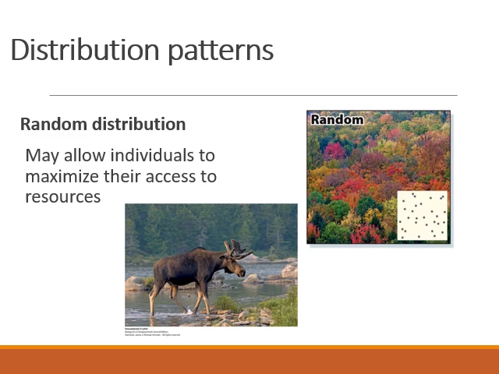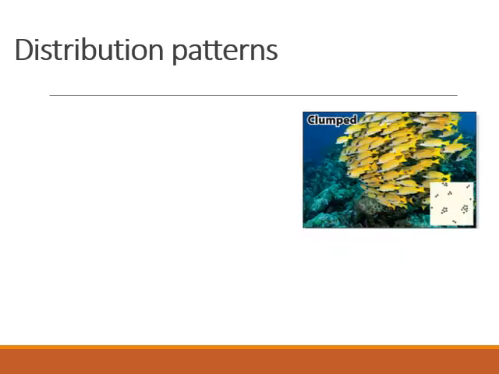But like the pine trees are an example, moose are also an example. They are fairly randomly distributed, and again, they're usually solitary. Random distribution doesn't always have to be solitary organisms, but it often is.